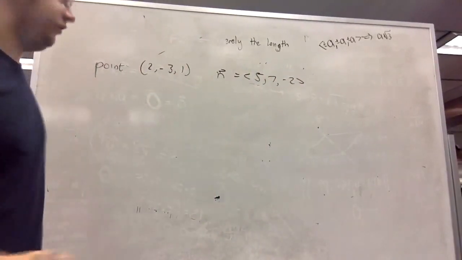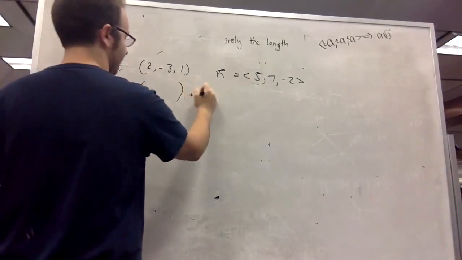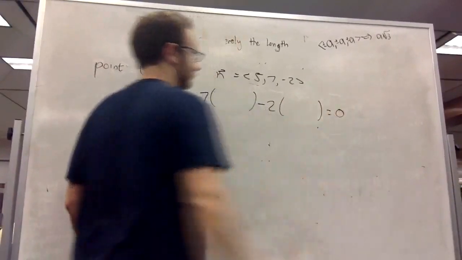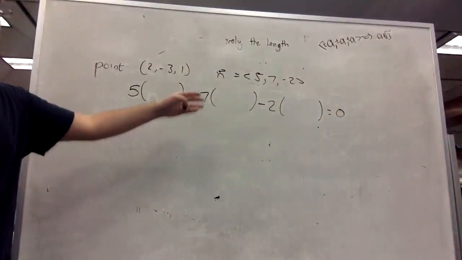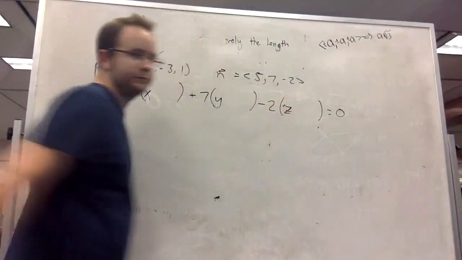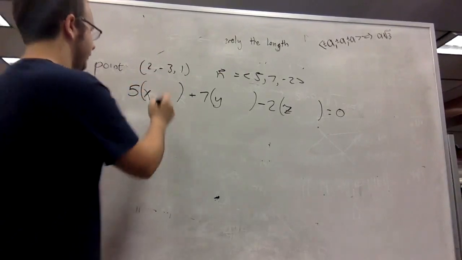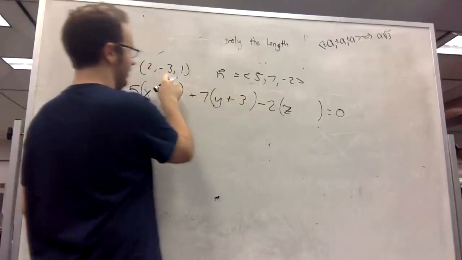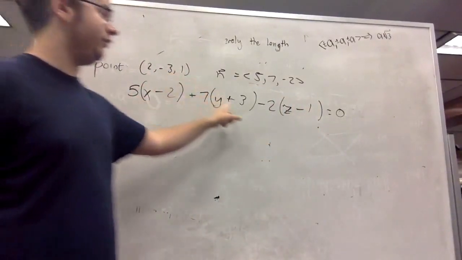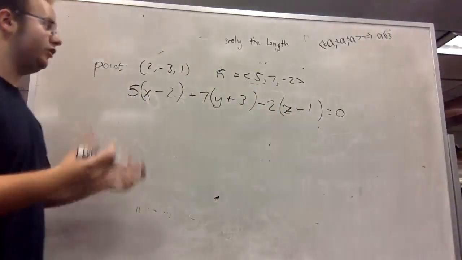So here's how you write the equation of the plane. 5 times something, 7 times something, -2 times something. The coefficients of the normal vector will form the coefficients of x, y, z. And the point we know it passes through is 2, -3, 1. So we're going to say x - 2, y + 3, careful with the opposite sign here, z - 1. So 2 means -2, -3 is +3, and then the 1 is -1 in there. And this is the equation of the plane.